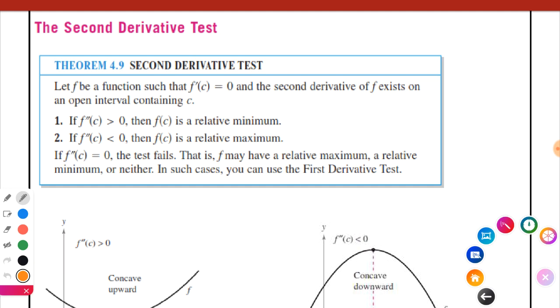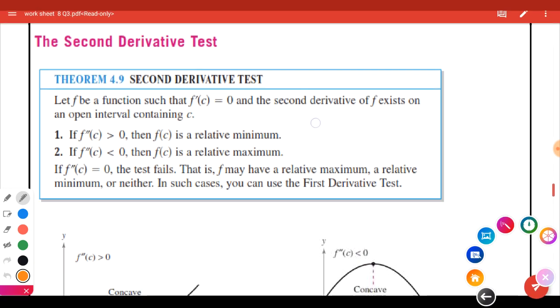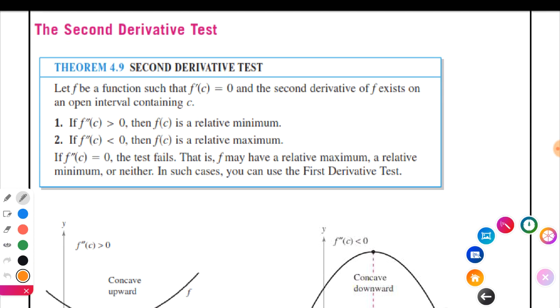If the second derivative at this critical number is greater than 0, it means the function is concave what? Upward. It is concave upward. In this case, we have a relative minimum. If the second derivative is less than 0, it means the function is concave what? Downward. And in this case, the value of the function at this critical number, at which its first derivative equals 0, is what? Relative maximum.